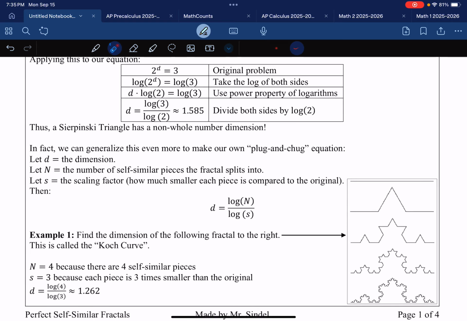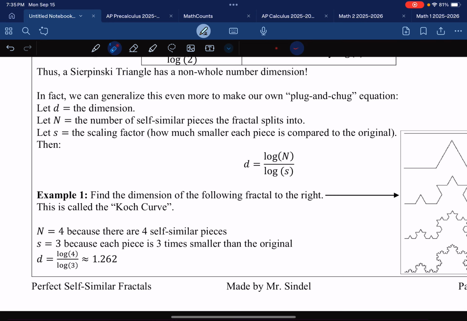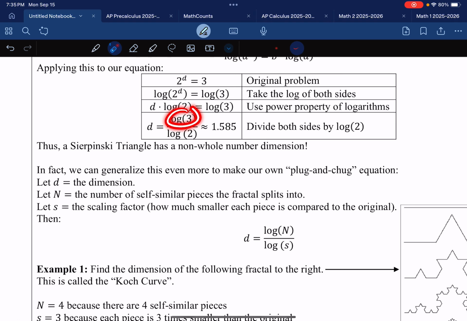So let's try to make a generic formula. Again, we're going to be solving for the dimension. In general, we're going to have this formula where we have log of something divided by log of something. You always have logs on the top, logs on the bottom. Some students will look at their calculators and say, I have a log base 10, Mr. Sindel. Will that work? The answer is yes, as long as it's the same log base 10 on the top and the same log base 10 on the bottom. Some people say, oh, I see an ln button. Will that work? As long as you do ln at the bottom, that also still works.